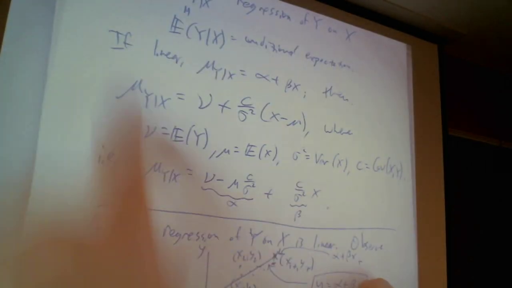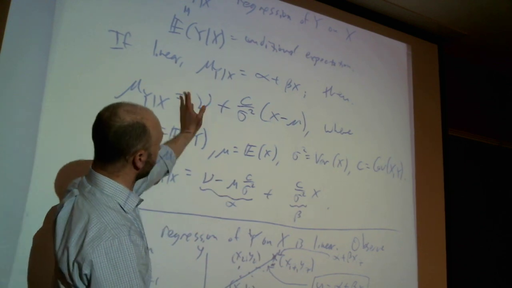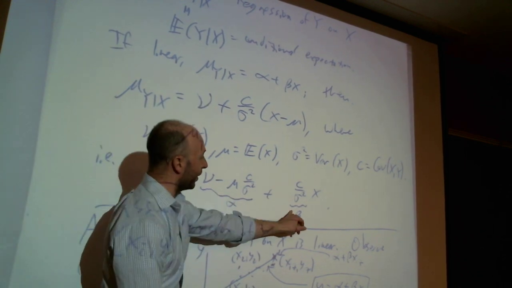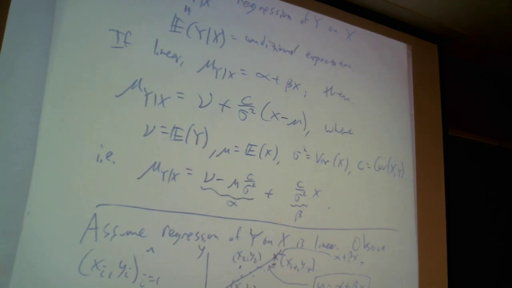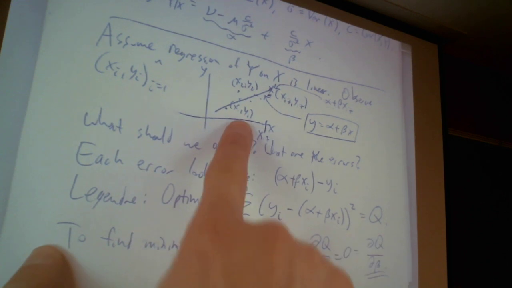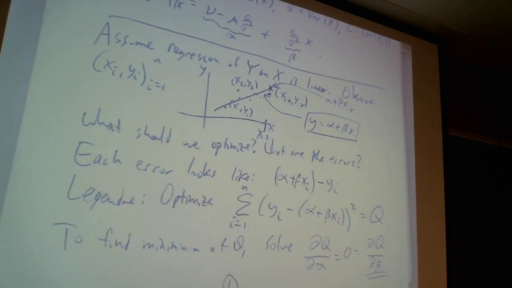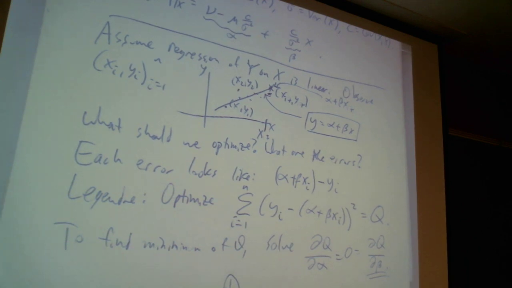We started with an assumption. This was a general discussion about linear regressions. What do we know about linear regressions? If the regression happens to be linear, then we know what the slope and the y-intercept must be. That's just pure probability theory. What should we do given observations? Optimize a sum of the squares of the errors, least square error. This is Legendre's method.